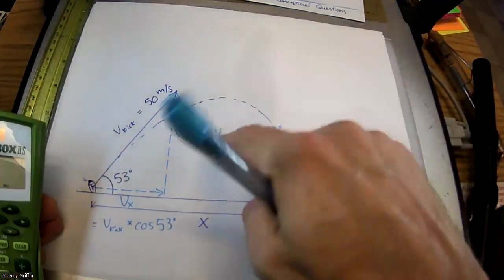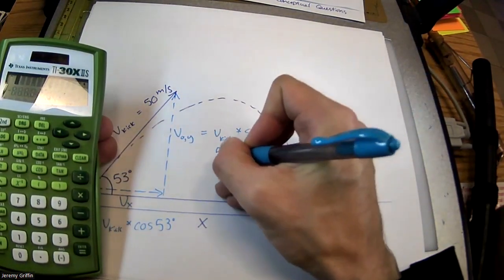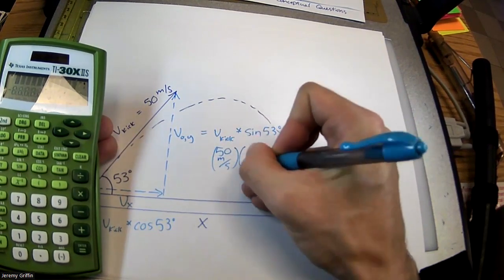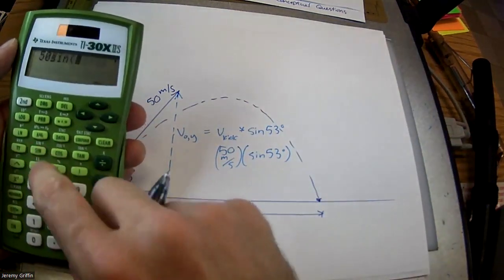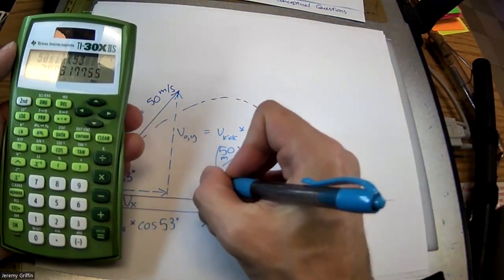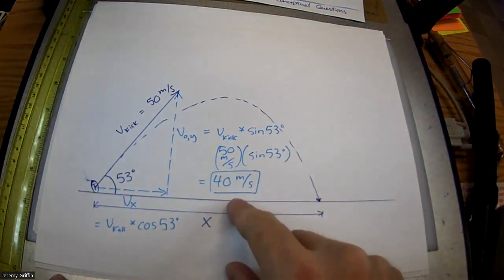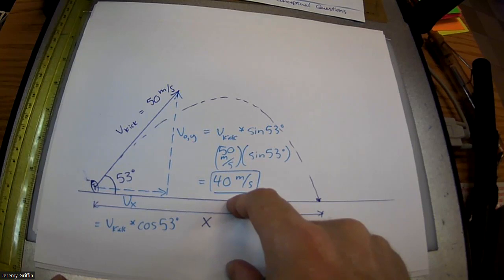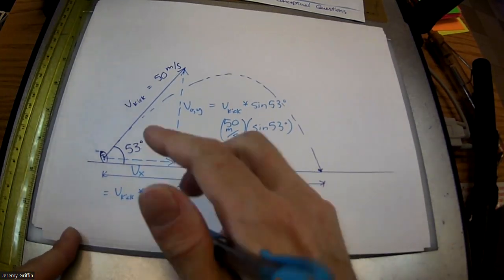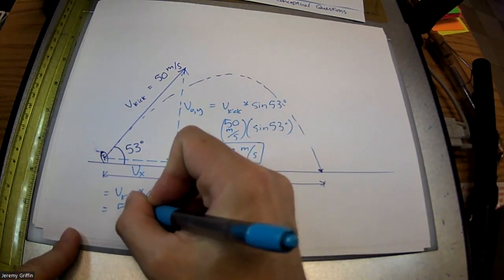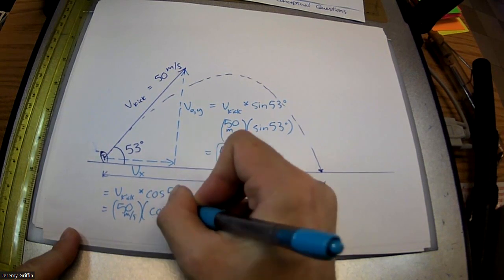I'm going to put 50 meters per second here. So 50 meters per second multiplied by sine of 53 degrees. 50 sine 53. Look at it, 40 meters per second. Maybe I should have asked you guys before I ran the calculation. I bet some of you noticed that's going to be 40, and this one down here is going to be what? 50 meters per second times cosine 53 degrees.